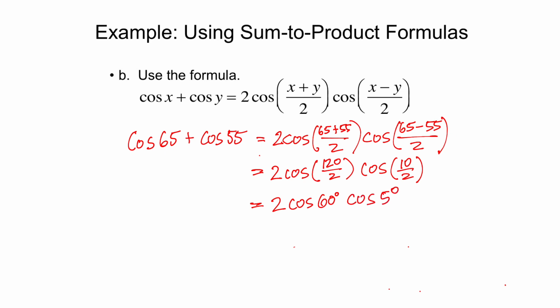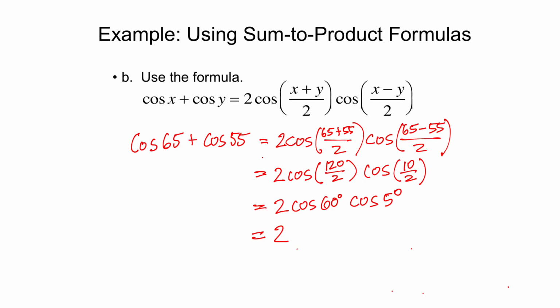Now, 5 degrees isn't a special angle that we have a formula for, so we just have to leave it like that. Cosine of 60 degrees is 1/2. So that's 2 times 1/2, and 2 times 1/2, of course, is just 1. So we have 1 times the cosine of 5 degrees. So cosine 5 degrees.